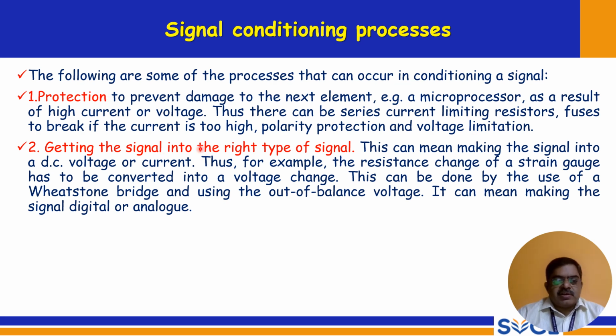Getting the signal into the right type of signal. This can mean making the signal into a DC voltage or current. Thus, for example, the resistance change of a strain gauge has to be converted into voltage change. This can be done by the use of a Wheatstone bridge and using an out of balance voltage. It can mean making the signal digital or analog. So this is the right type of signal.